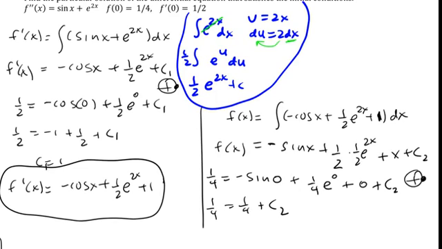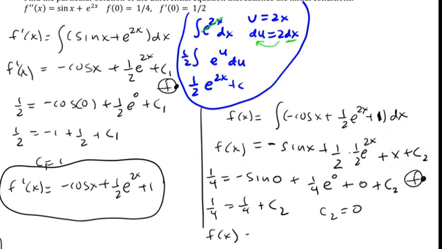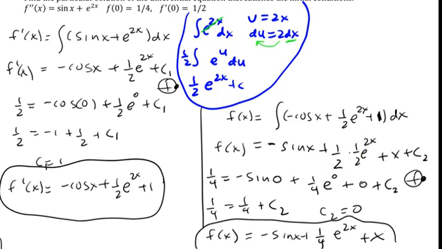Okay, going on. So then we know c2 is 0. Finally, f of x is, I'm going up here, and I'm going to replace c2 with 0. f of x is going to be negative sine x plus 1/4. Where'd the 1/4 come from? 1/2 times 1/2. e to the 2x plus x, and ta-da! We're good. That's it. That is it.